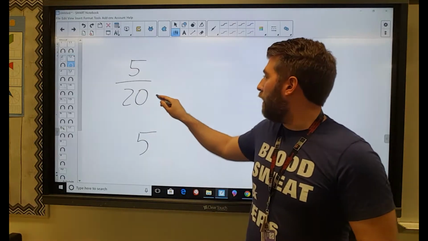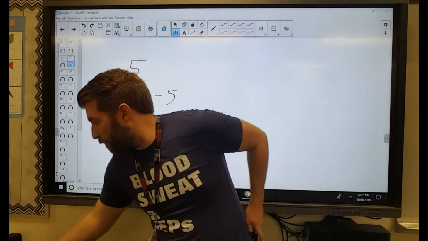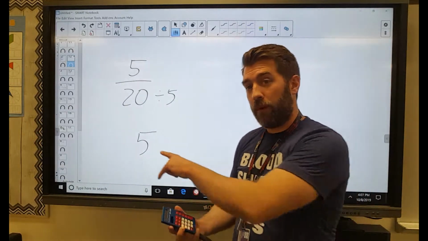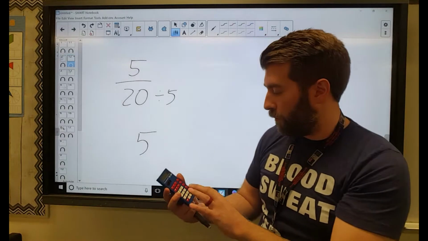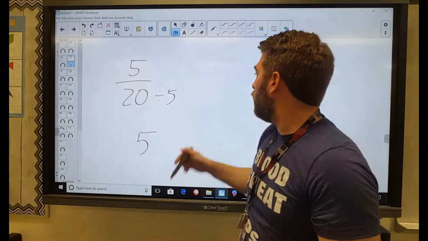So I'm going to see now if I can divide that into 20. So we're going to do 20 divided by 5. Remember, the denominator goes first. And we got 4.